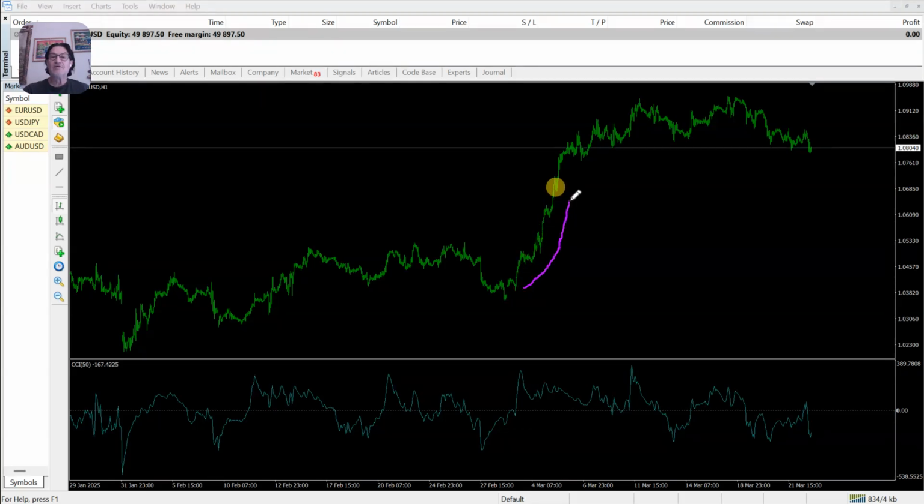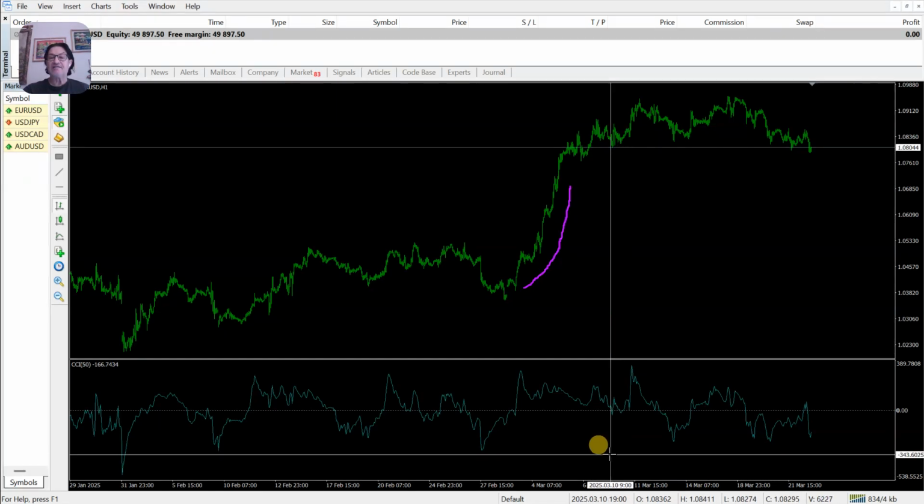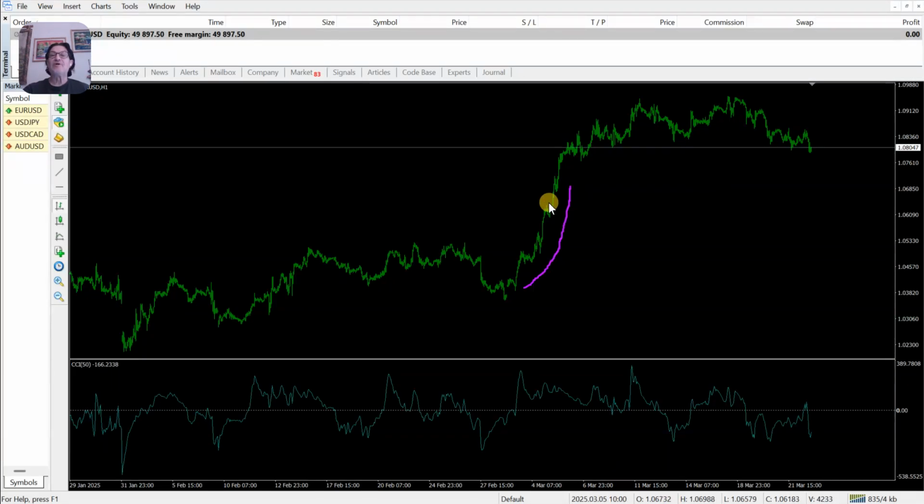all along until the CCI went below the baseline, and in this case it went below right here, which my exit point would have been about right here. That's where I would have exited my trade.